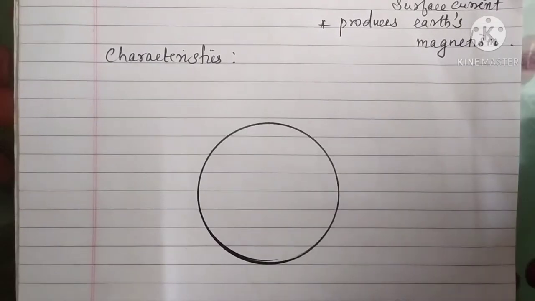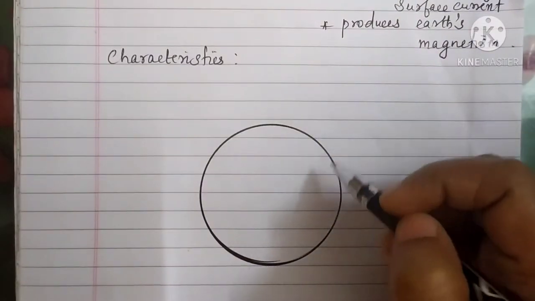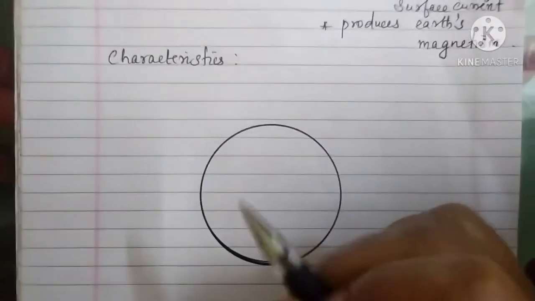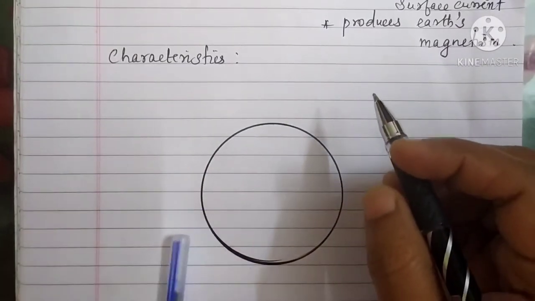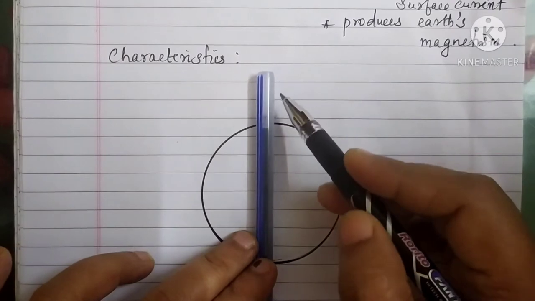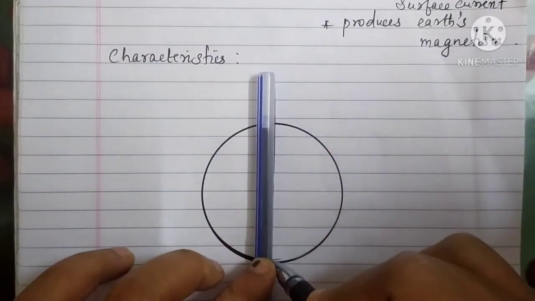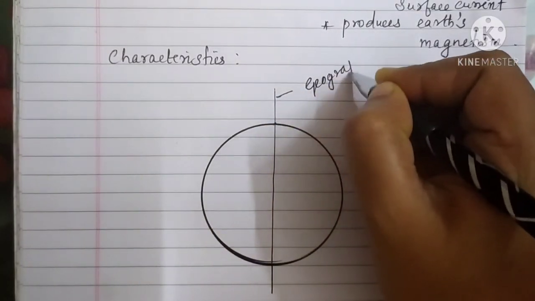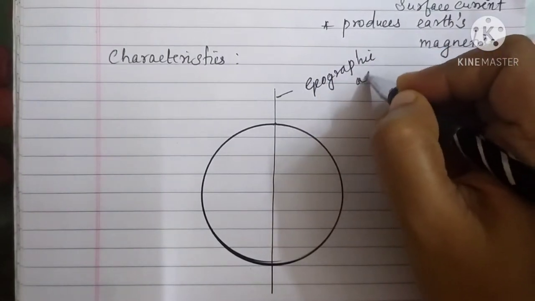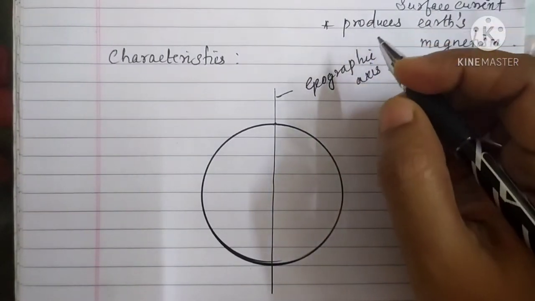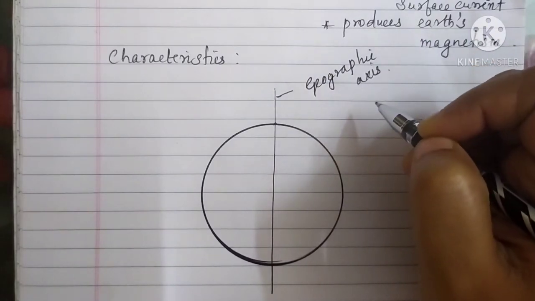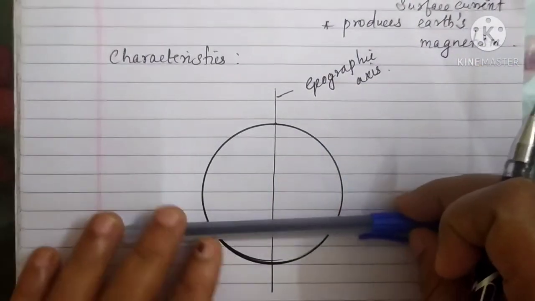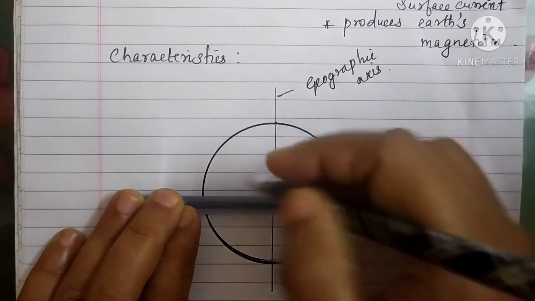Suppose this is the Earth. Now this Earth rotates about its own axis. The axis about which it rotates we can consider as the geographic axis. So this is our geographic axis, about which it rotates. Now the perpendicular drawn to the geographic axis, as you know, we call the geographic equator. So here you can draw the geographic equator.